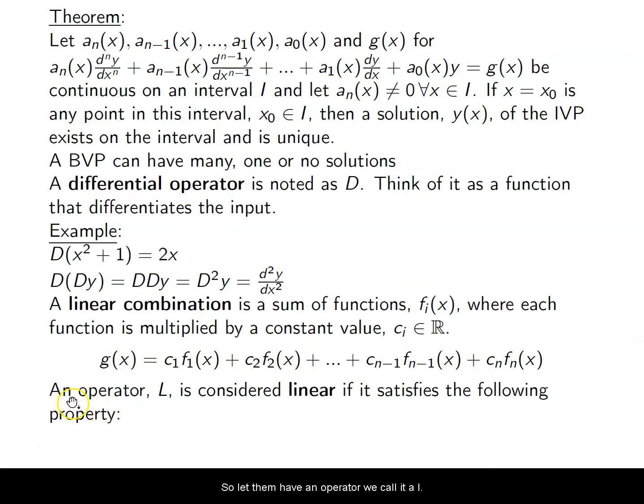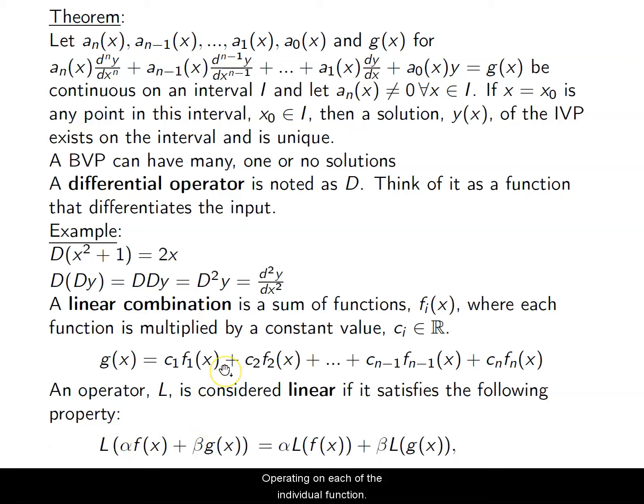So let's say we have an operator, and we call it L. This is going to be considered linear if it satisfies the following property. Basically, if it is operating on a linear combination of functions, it's the same thing as a linear combination of the operator operating on each of the individual functions.